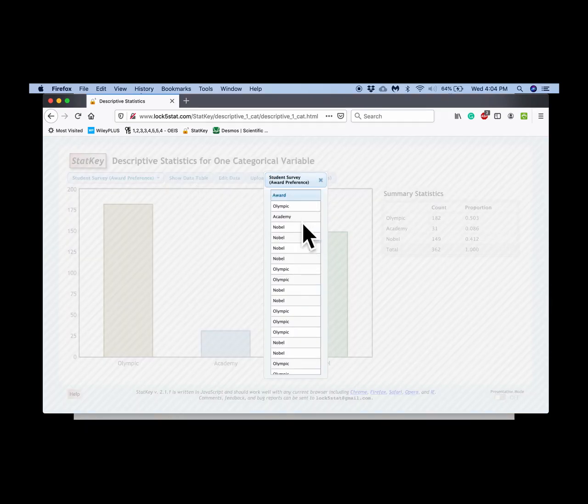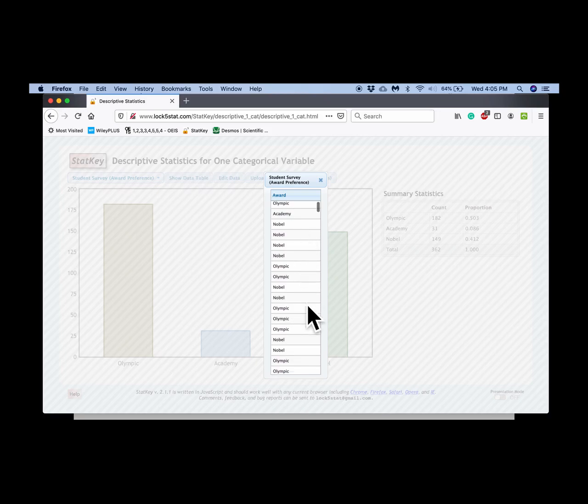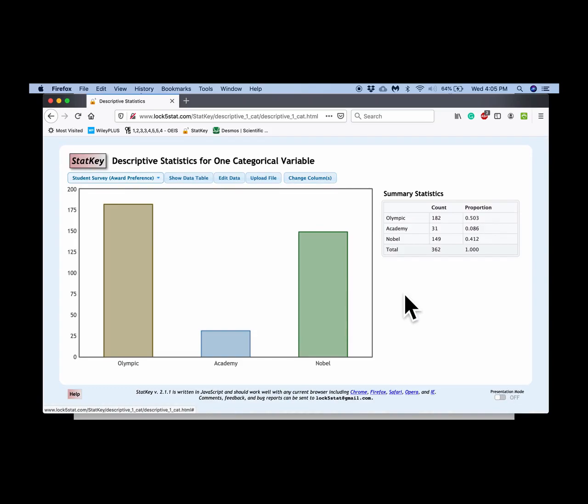You can see, just as we suspected, every single row corresponds to a student that was in the survey, and there's one column called award, and what we're seeing is, for example, student 1 chose the Olympic medal, student 2 chose the Academy Award, and student 3 chose the Nobel Prize, etc., etc. Now, StatKey does a lot of the grunt work for us. It goes through and it just summarizes everything for us.